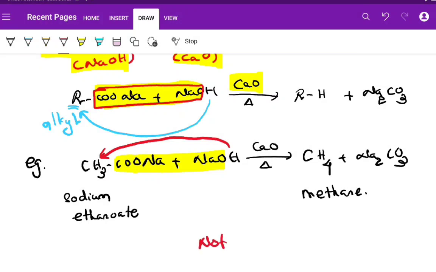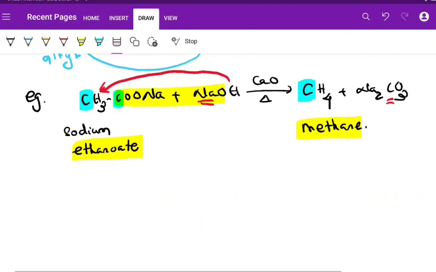Please note that the reactant is ethanoate but the product is methane. The reactant has two carbons but the product has only one. This is because one carbon goes to sodium as Na2CO3.